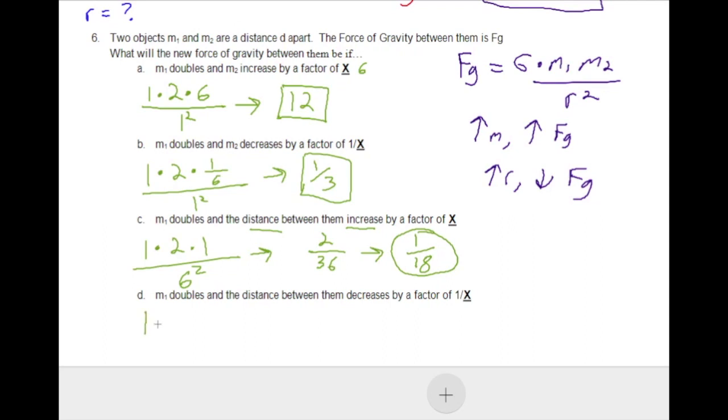Lastly, we have M1 doubling again. Doesn't mention M2, so just set that equal to 1. And this time it says that our distance decreases, so I'm going to expect a bigger force of gravity. How much does it decrease by? 1 over 6. Again, we can't forget that distance is squared. So we really end up with 2 divided by 1 over 6 squared, which is 1 over 36. So if I plug this into my calculator, I can get it, but I can also get it in my head by flipping it. I end up with 2 times 36, because 2 over 1 over 36 is 2 times 36, and that gives me an increase of 72.